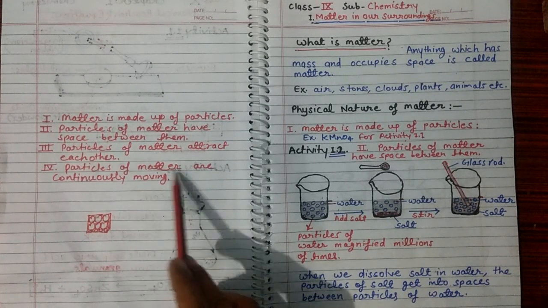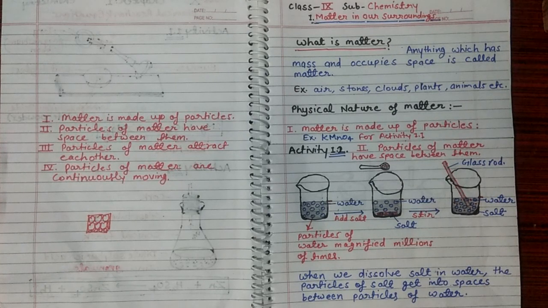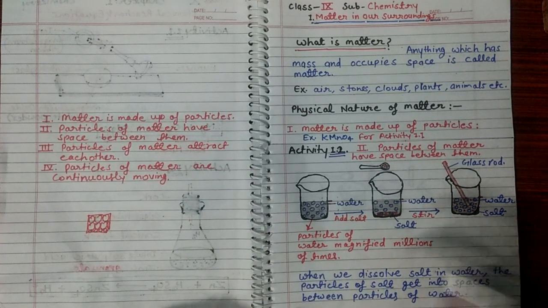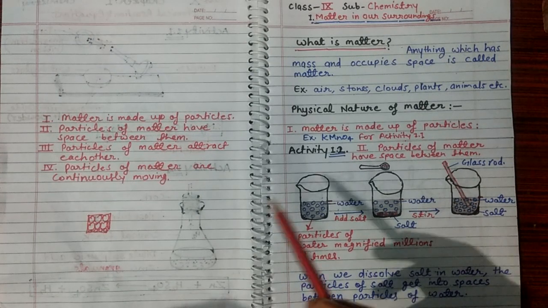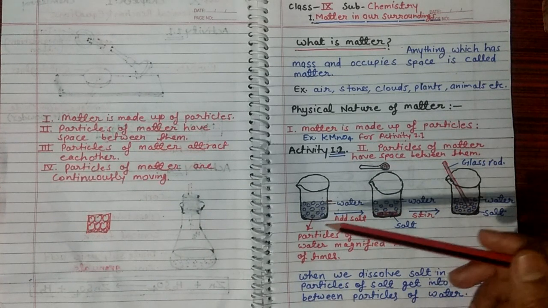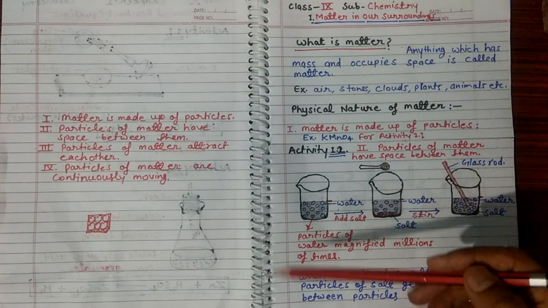And the fourth one is the particles of matter are continuously moving. You can understand it with a very simple example. If you light an incense stick in your room, then you can smell it everywhere, in every place of the room, because the particles of matter having kinetic energy spread all over your room. So that is how you can say the particles of matter are continuously moving. They have kinetic energy as well.